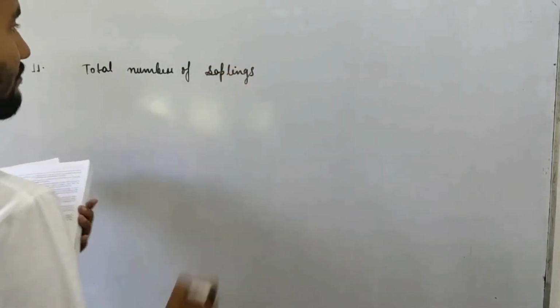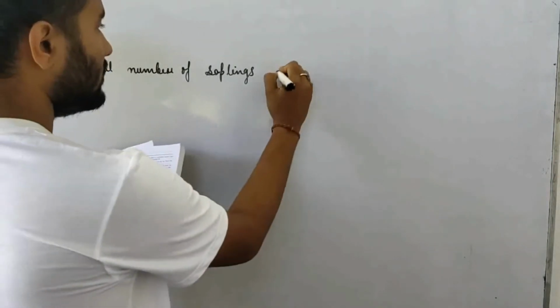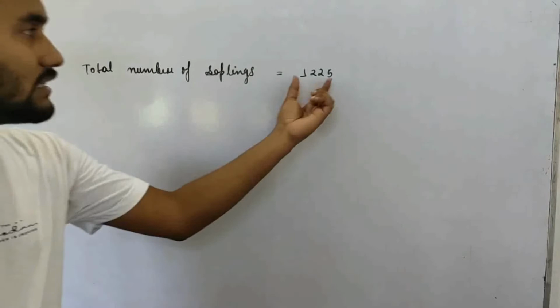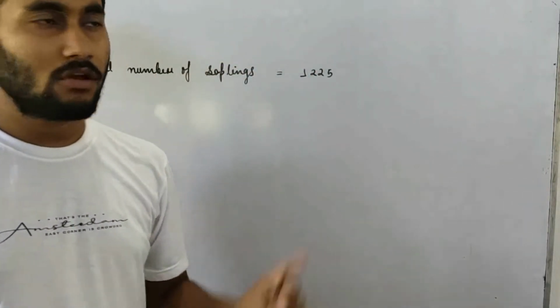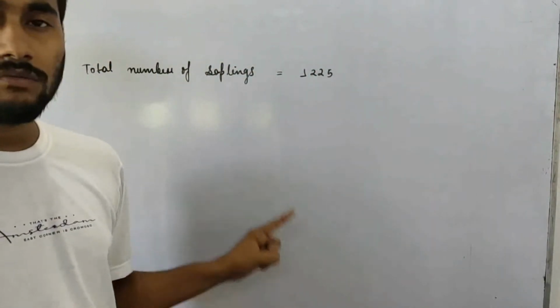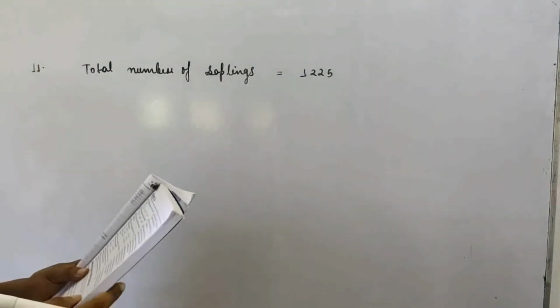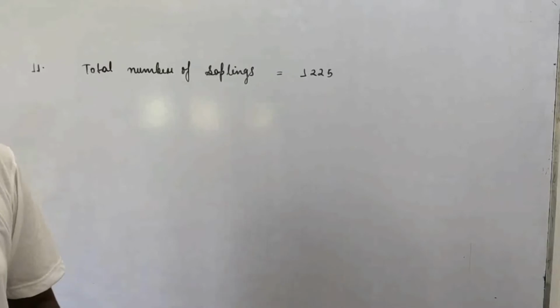Total number of saplings is equal to how much? 1225. Now understand, this is nothing but the area of this square, because the arrangement will be a square. Understood? Okay, done. Find the number of rows and the number of plants in each row.